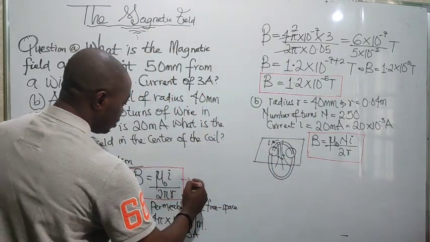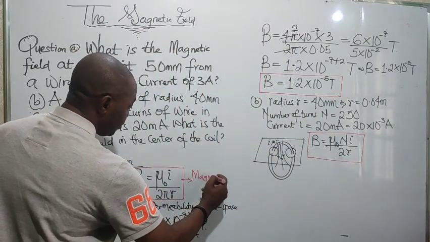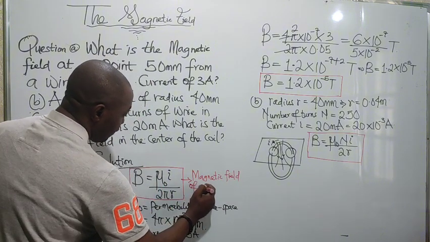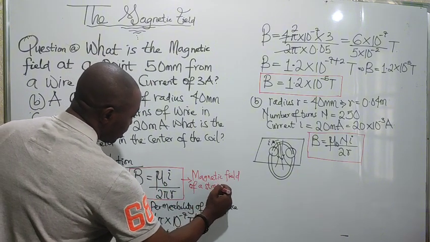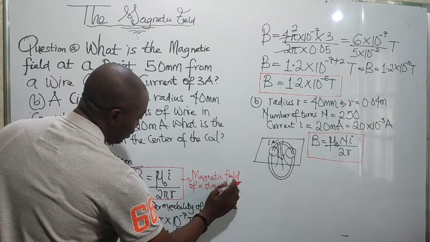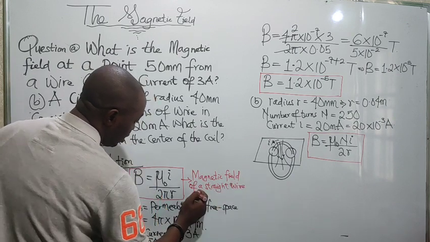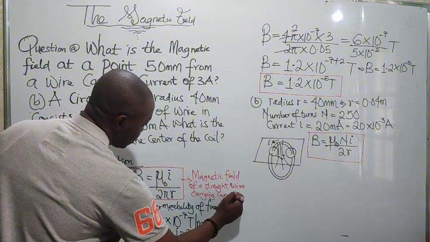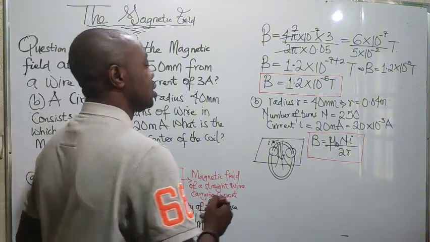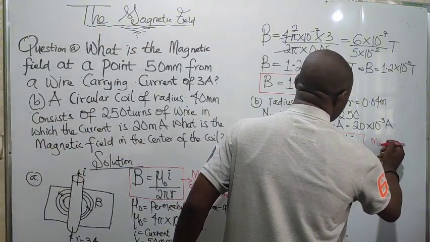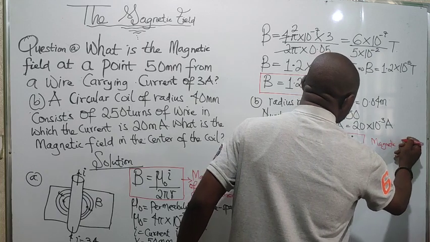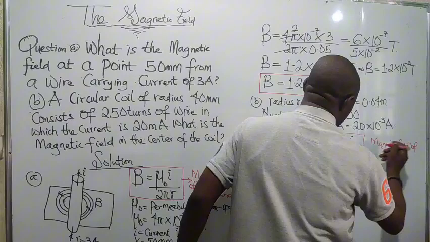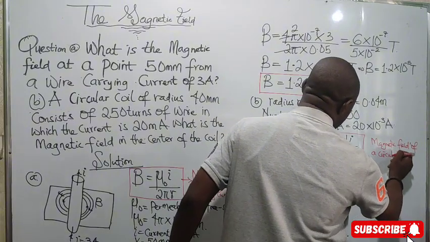For this one, remember, this is the magnetic field of a straight conductor or wire carrying current. And this is the magnetic field of a circular coil.